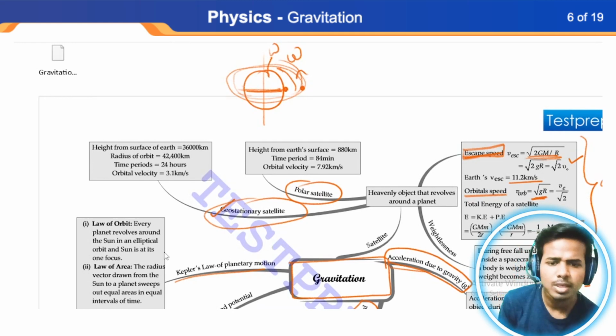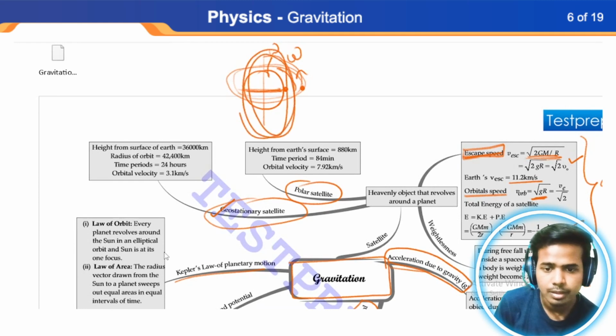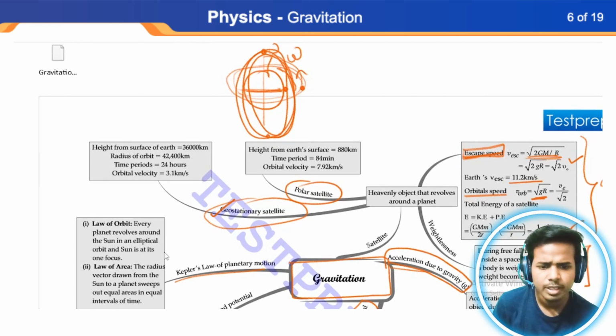A polar satellite is a satellite which revolves in this fashion, above the poles. It goes above the poles. So these are not important as of now.